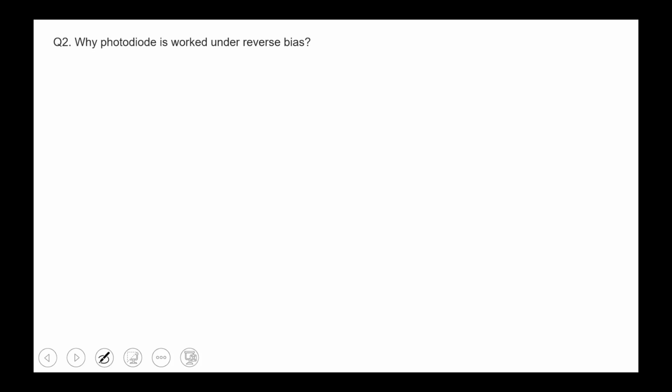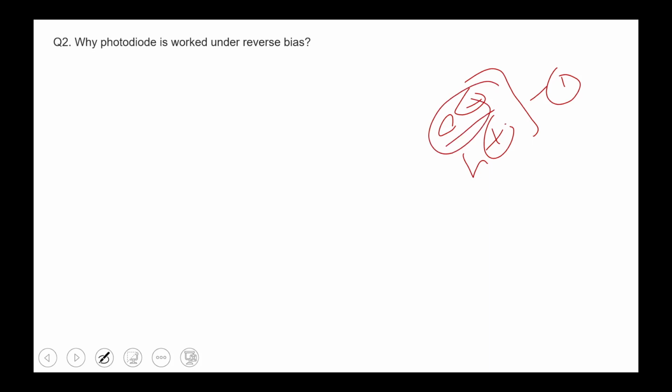Because we have to collect the electrons and holes which are generated in the depletion layer. That's why we reverse bias it, so that we can collect them. Electrons have negative charge and holes have positive charge. When we give the negative bias, it will repel the electrons and attract the holes only. So the barrier height will also increase.